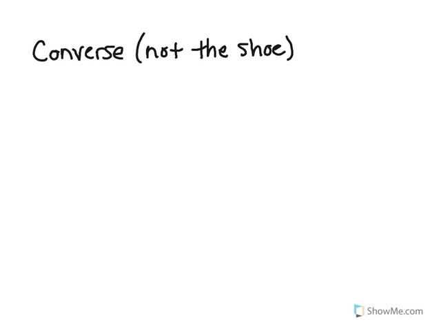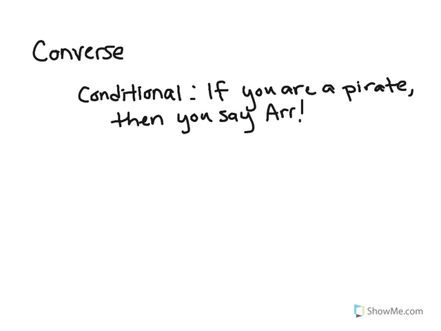Okay, and we also have what's called a converse statement, which is a kind of conditional statement. This is not the kind of shoe, it's just a converse statement. But you can remember it like that. So take, for example, our original conditional statement. If you are a pirate, then you say "arr." Okay? So, first of all, these conditional statements are either going to be true or false. There's no in between. And if there is room for argument, then it's not a true conditional statement.